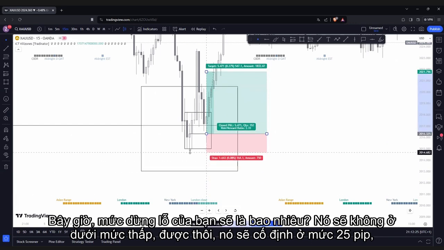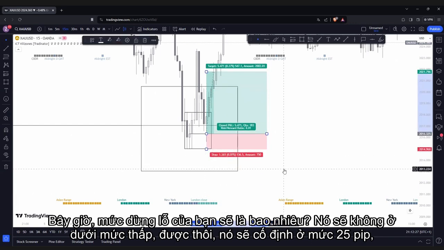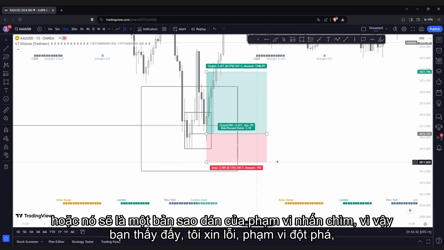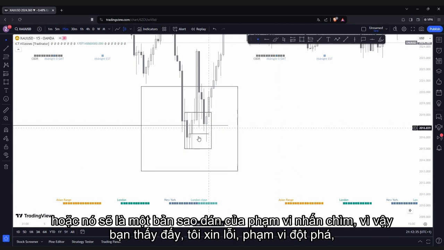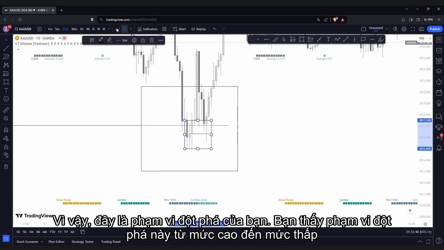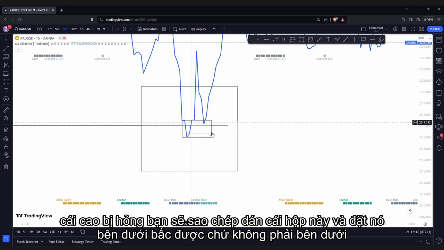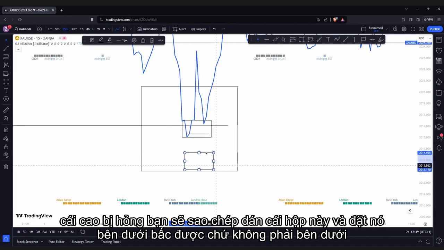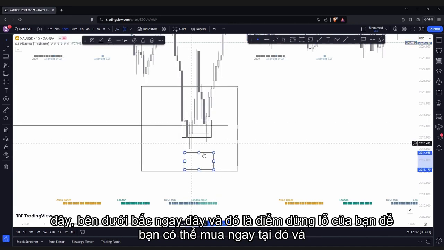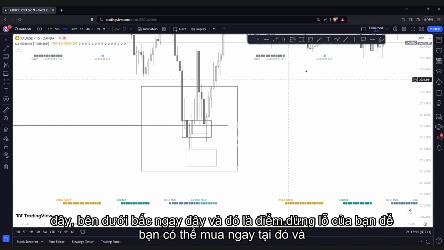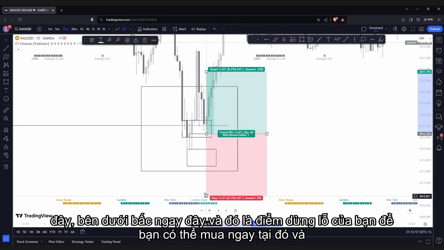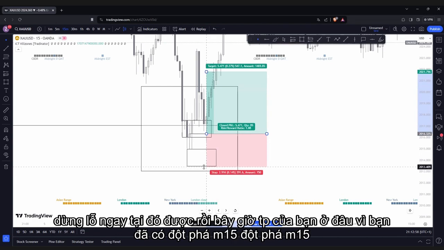It's not going to be below the low. It's either going to be 25 pips fixed, or it's going to be a copy paste of the engulfing range. So here is your breakout range, from the high to the low, the high that got broken. You're going to copy paste this box and put it below the wick, not below here, below the wick right here, and that is your stop loss. So you can put a buy right there and a stop loss just right there.